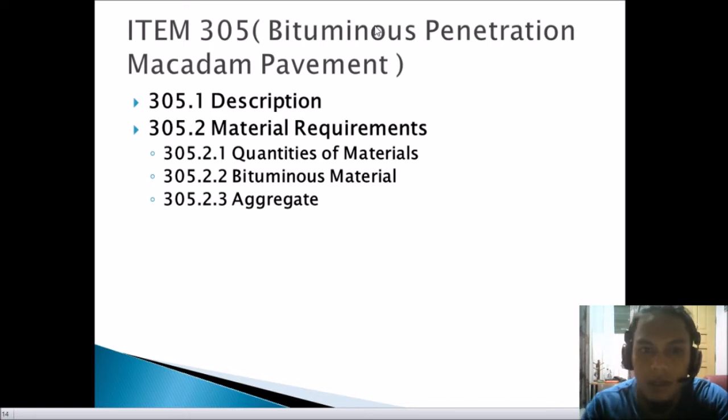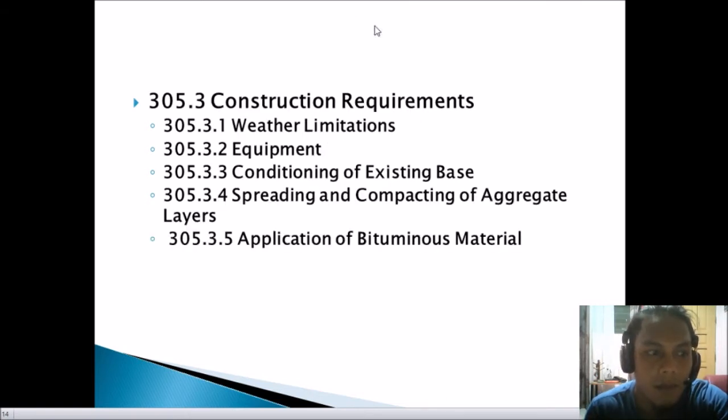So next is 305.3, which is the construction requirements. 305.3.1 are the limitations. The application of bituminous material shall be made only if the aggregates are dry and the atmospheric temperature in the shade is 15 degrees Celsius or above. So it should not be below 15 degrees Celsius. The weather should not be foggy, humid, or rainy.